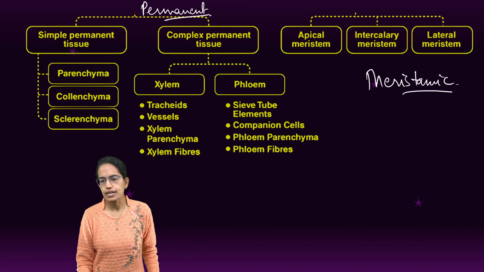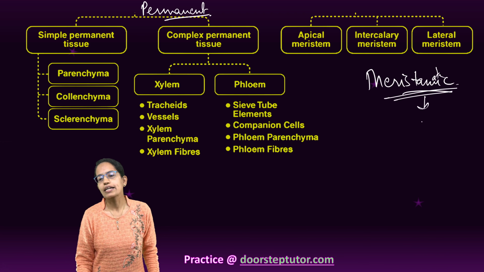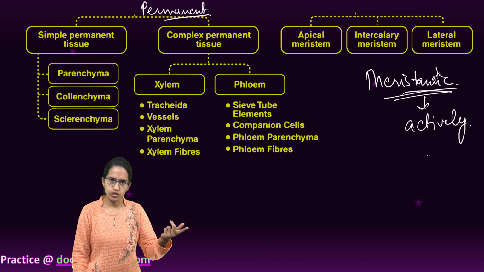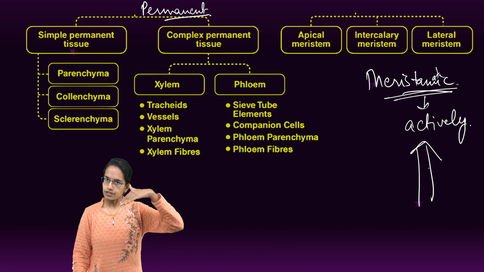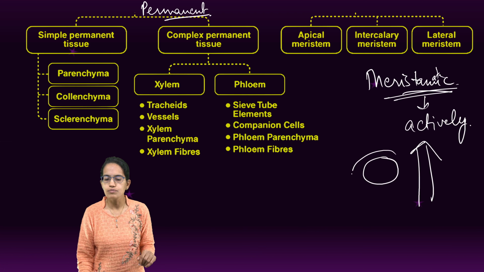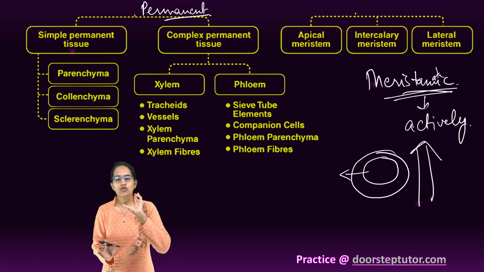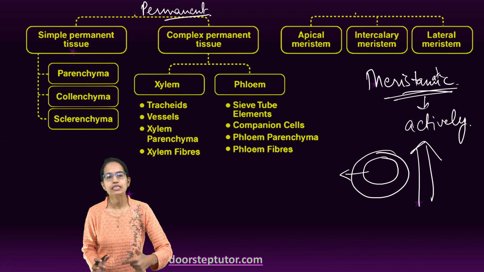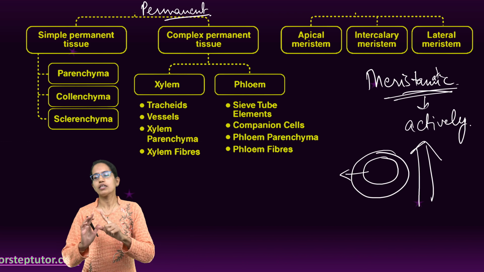So, meristematic tissues are those tissues which are actively dividing. That means they help in the growth. Now, growth is in two ways. One is in terms of length, so the height would grow. The other is in terms of width. That means the girth of the plant would increase. Okay, so meristematic tissues are actively dividing tissues which help to increase either the length of the plant or the width.